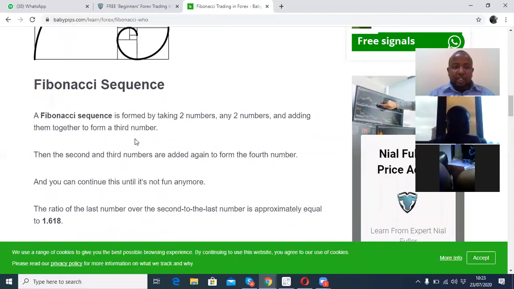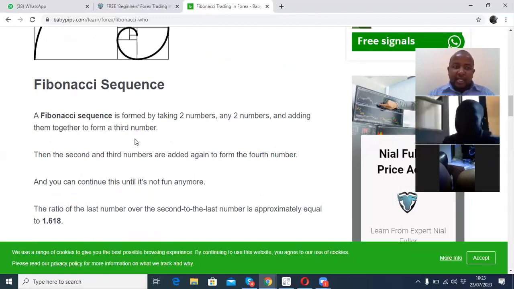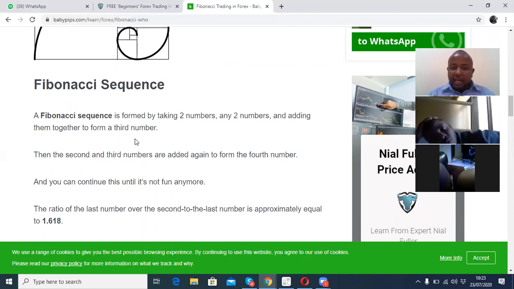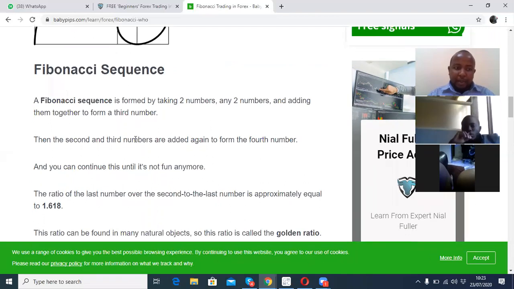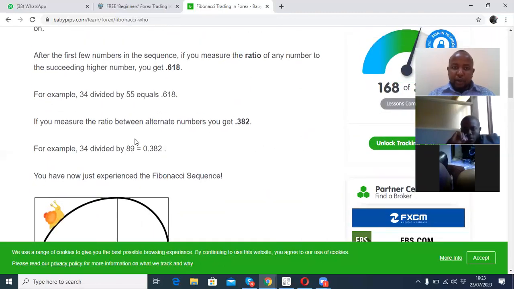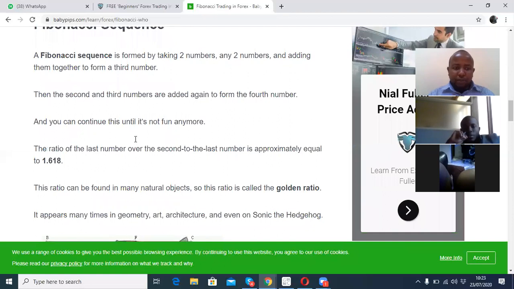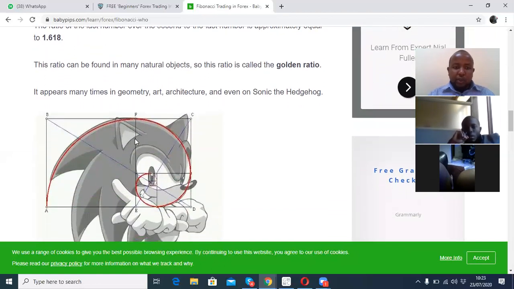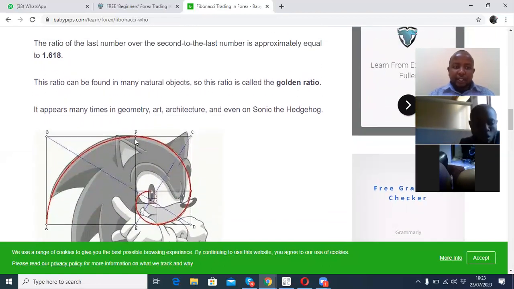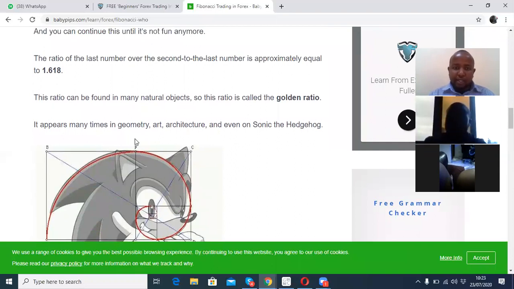A Fibonacci sequence is formed by taking any two numbers and adding them together to form the third number. Then the second and third numbers are added again to form the fourth number, and you can continue on and on as we have seen up here. So that is what Fibonacci is all about. This ratio can be found in many natural objects.